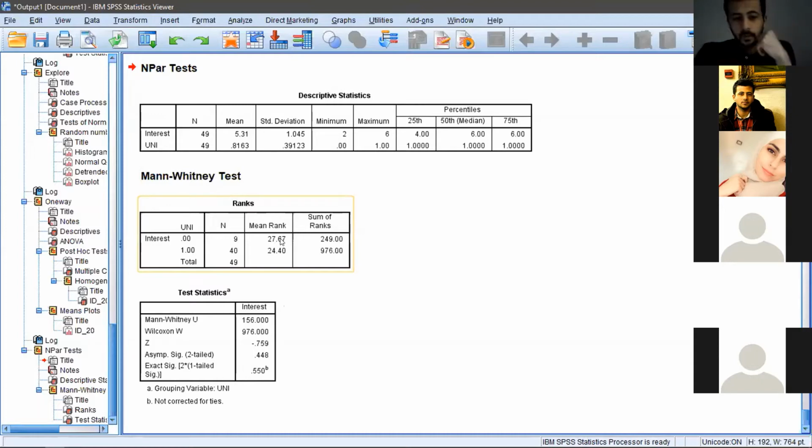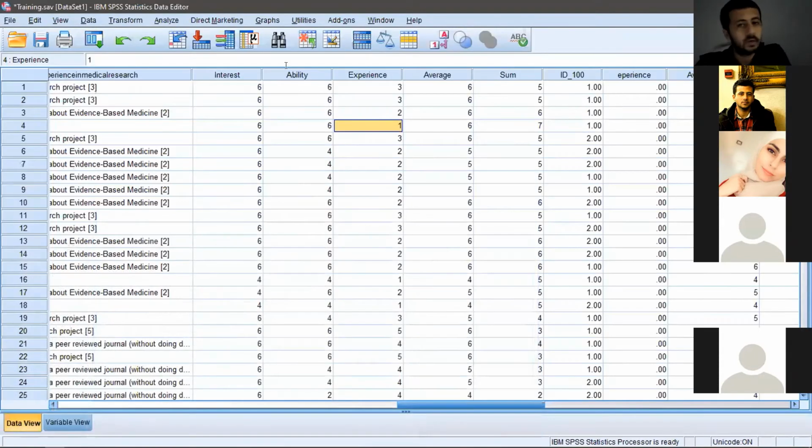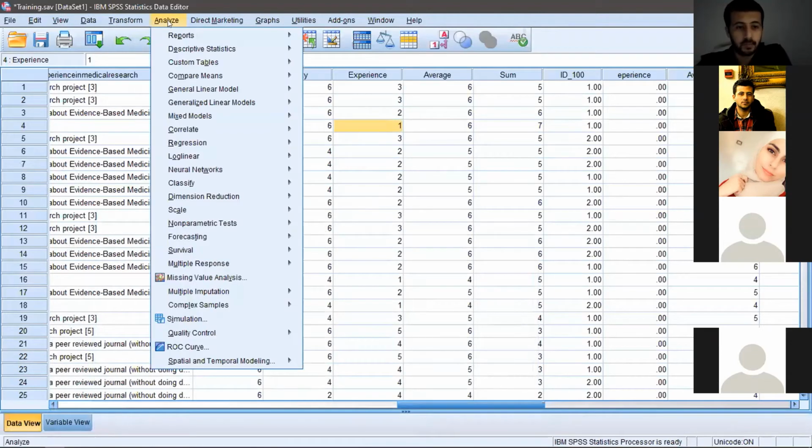And here we have the significance. This significance is 0.4, so it's not significant, and we can say that the 2 groups are not different in their experience, I think. Yeah, in their interest. Is that fine? Yes, the groups are not different. Okay, is there any other way? Yes, there are.